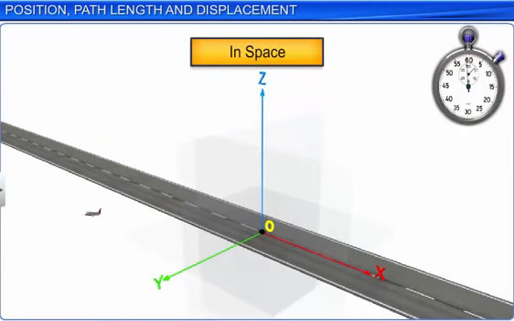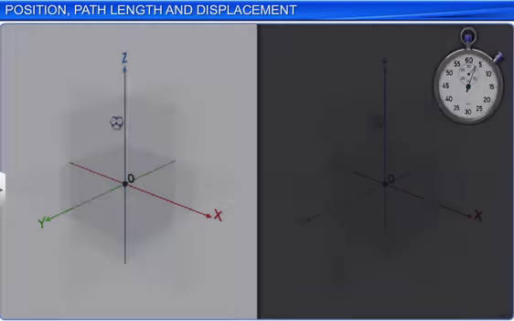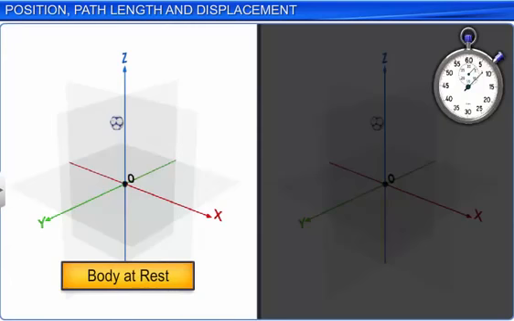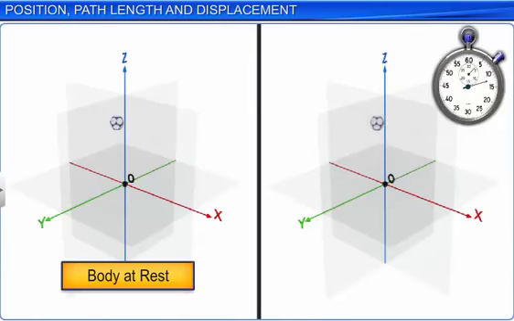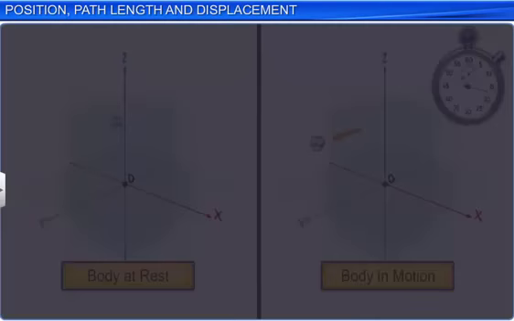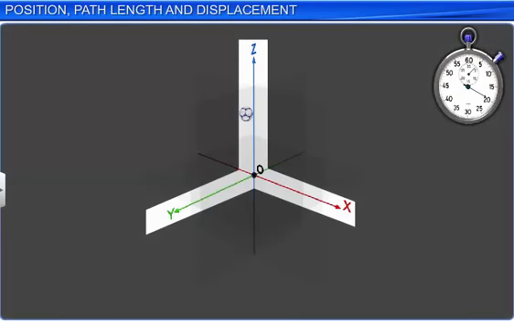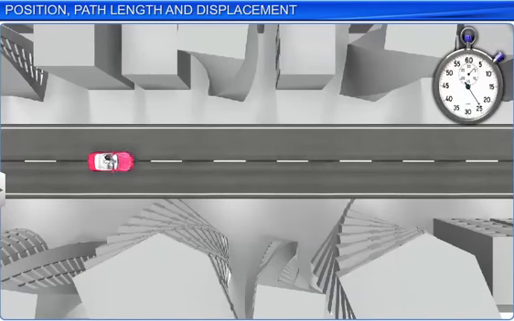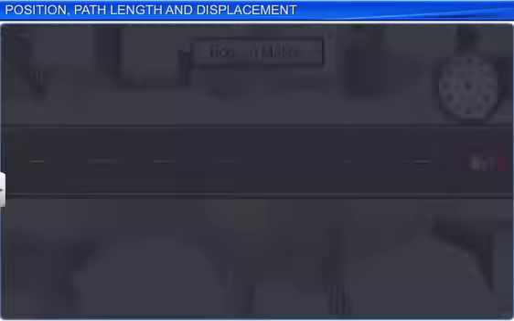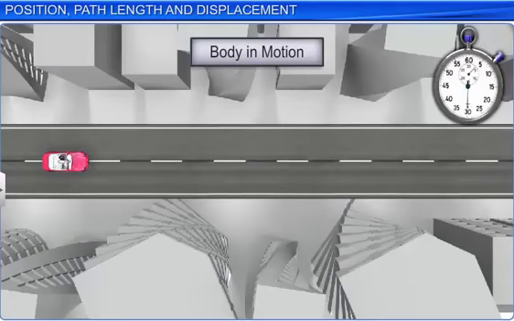When the coordinates don't change with time, the body is said to be at rest with respect to the frame of reference. Rest and motion are relative terms and are always specified with respect to the frame of reference. A simple example of a car moving on a straight road will make this concept clear. Suppose you take a frame of reference with a fixed point on the road as the origin. We say that the car is moving.